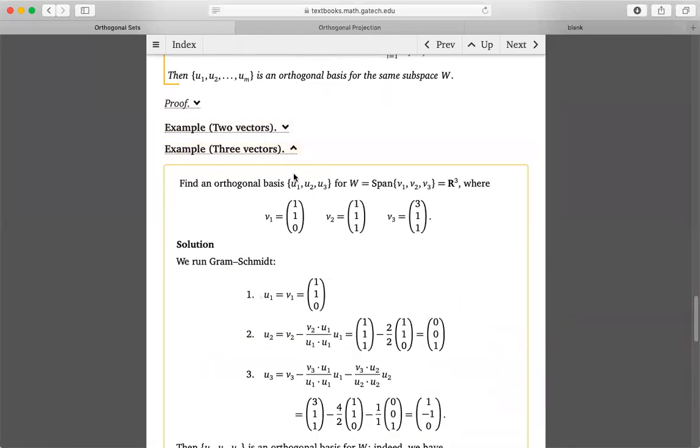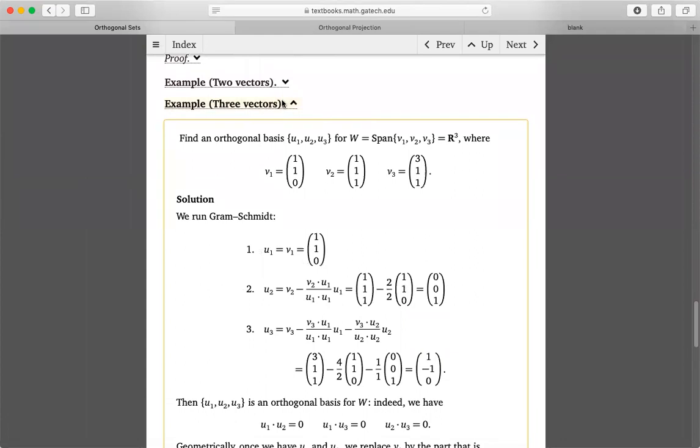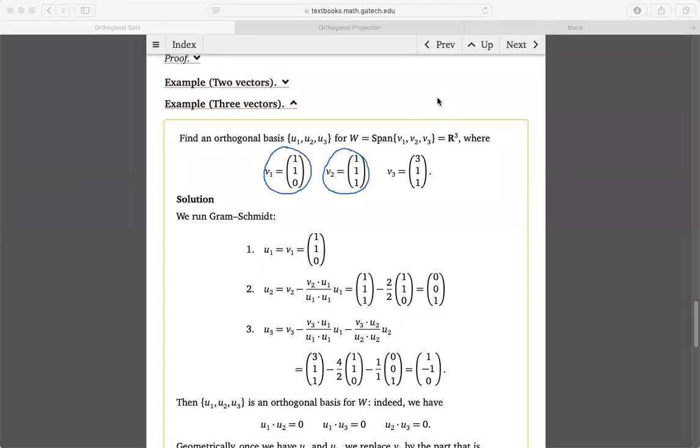For this next one, the first two vectors are actually the same as in the previous problem. So it's the exact same problem. We're just adding a third vector here.